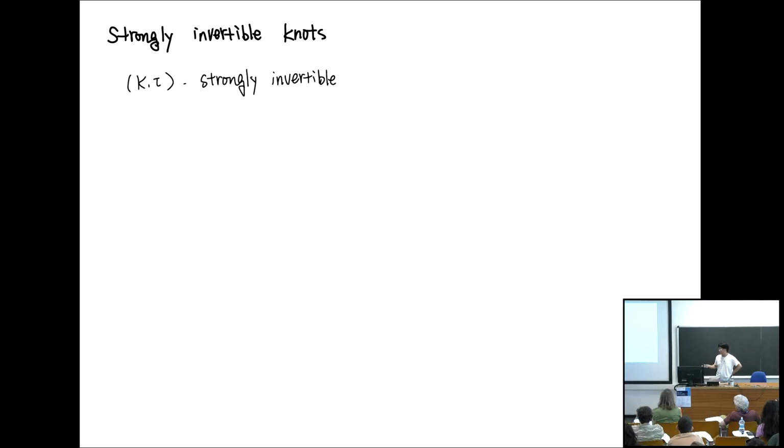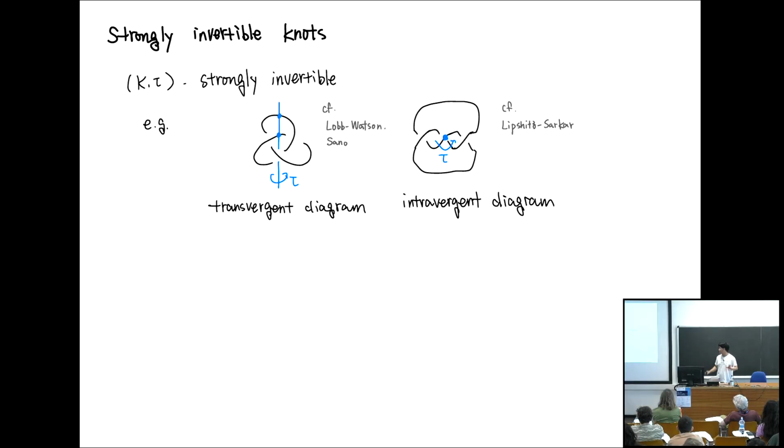Remember that if you have such a knot, you have two ways to draw it equivariantly on a plane. One of them is you can put the axis on the plane and you get the transvergent diagram. This was used by Loeb-Watson as well as Sano. Another way is that you can put the axis perpendicular to your plane and you get an intervergent diagram. This was used by Lipschitz and Shakar.